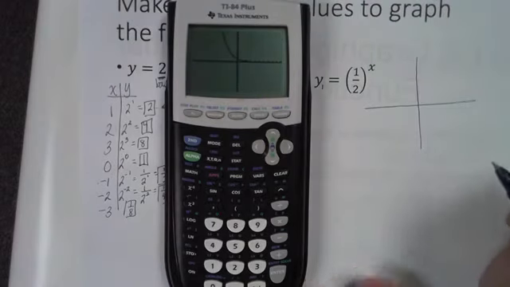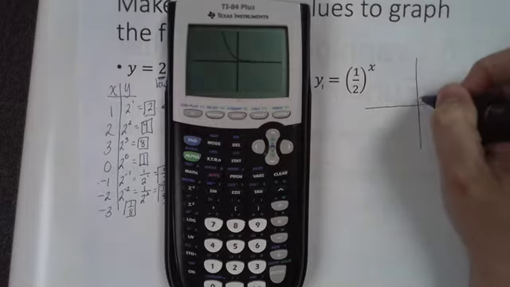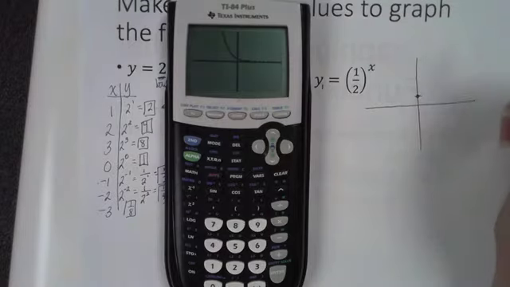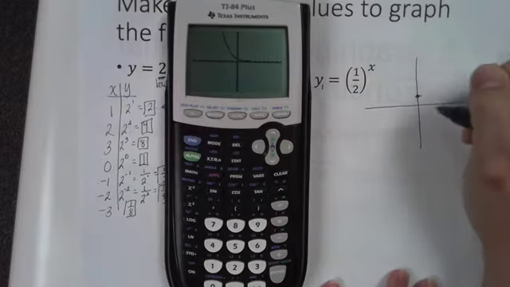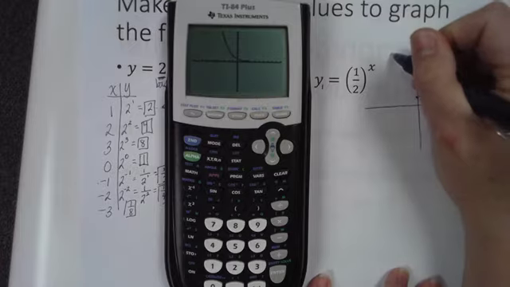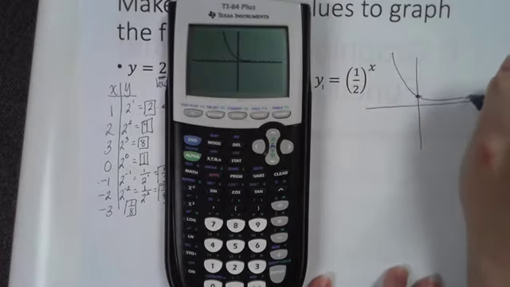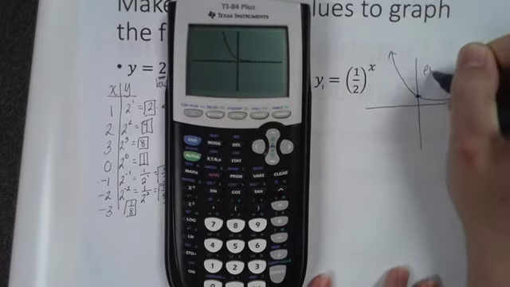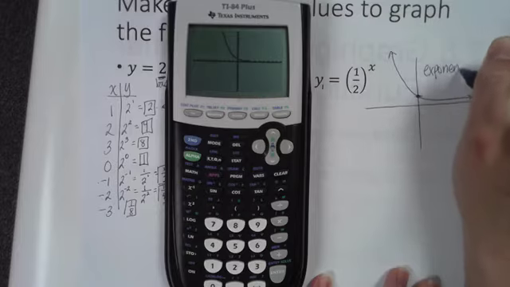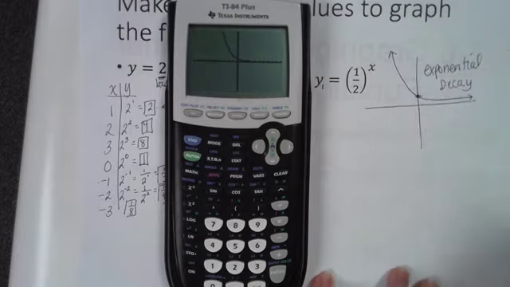Oh, that's an interesting graph. What is that? What is it? What do you think it's called? Exponential decline is a pretty good name, yeah. It is called exponential decay. Write that down, exponential decay.